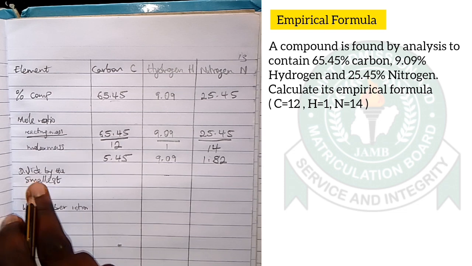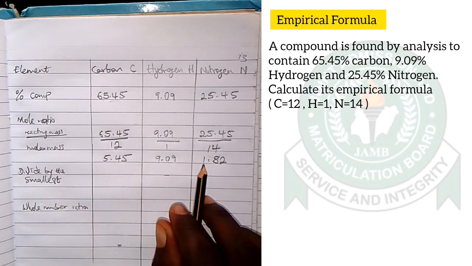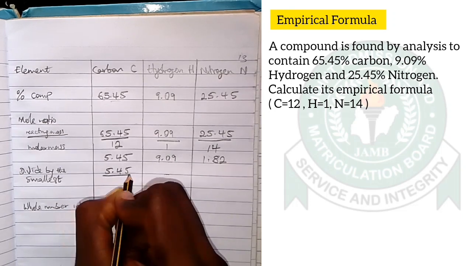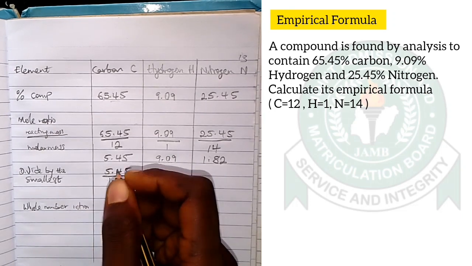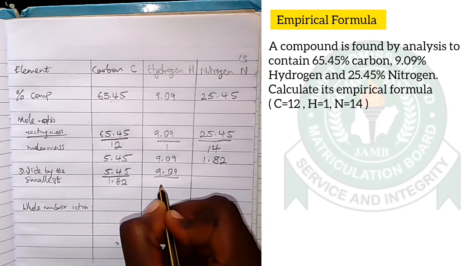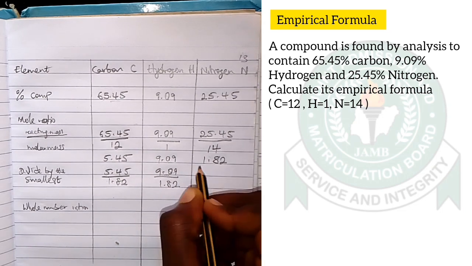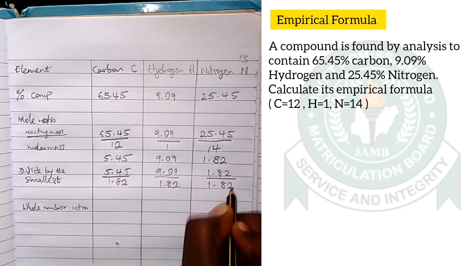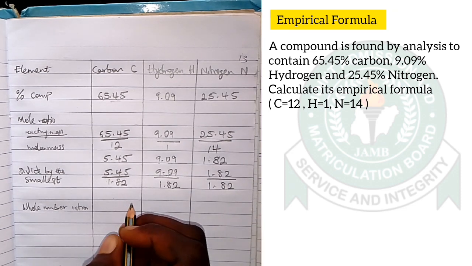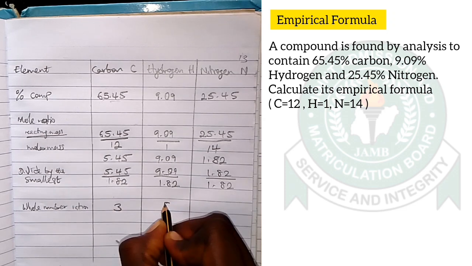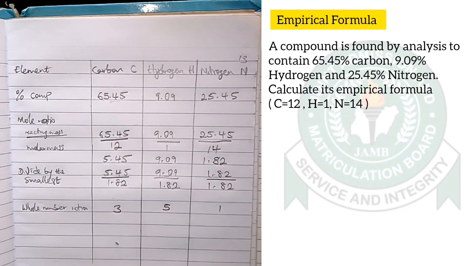So then we divide it by the smallest. So the smallest is 1.82, so divide the first one by 1.82. We divide the second by 1.82, and we divide the third by 1.82. So now the answer is going to be this. For the first case we have 3, for the second case we have 5, for the third case we have 1.